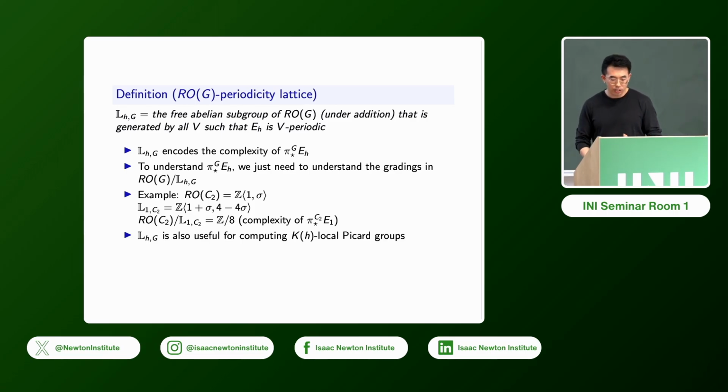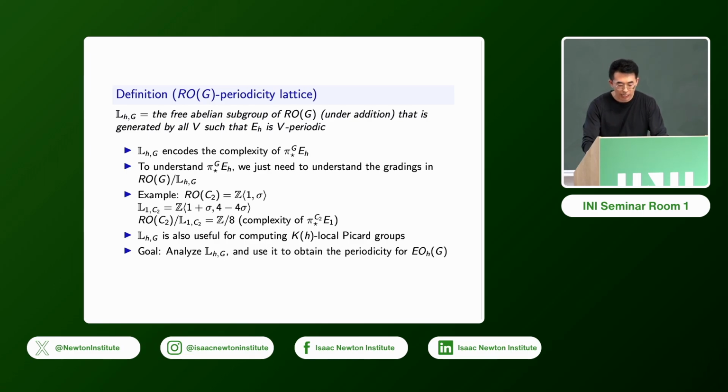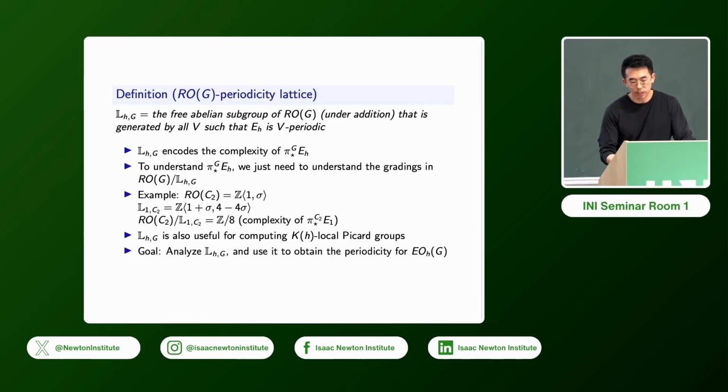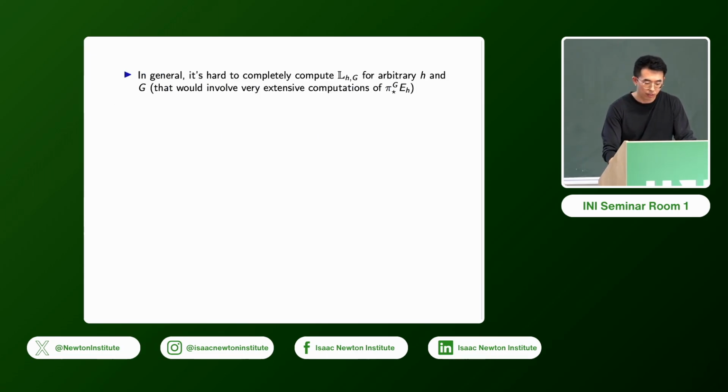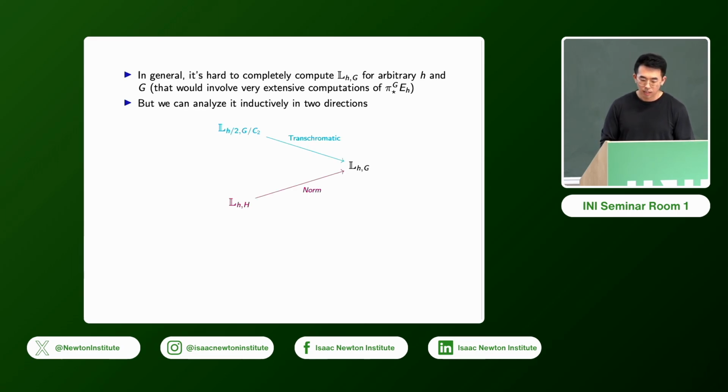So this periodicity lattice is also useful for computing K(H)-local Picard groups. Now that we have this periodicity lattice, the goal is to analyze it and use it to obtain the integer periodicity for EO_H. So I want to make some remarks. In general, I have this periodicity lattice, L_H^G. It's actually very hard to completely compute it for arbitrary H and G, because that would involve very extensive computations of the RO(G)-graded homotopy groups. But what we can do is analyze it inductively in two directions.